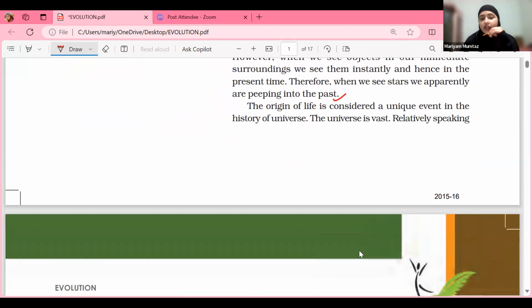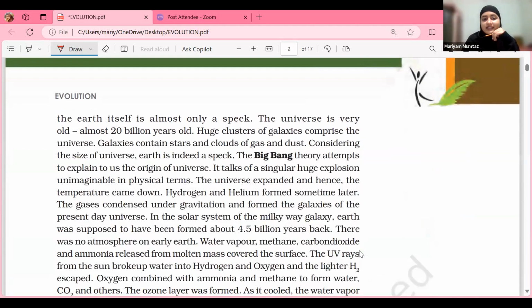Anyway, so the origin of life is considered a unique event in the history of the universe. The universe is vast. Relatively speaking, the Earth itself is almost only a speck. The universe is very old, almost 20 billion years old. Huge clusters of galaxies comprise the universe. Galaxies contain stars and clouds of gas and dust. Considering the size of the universe, Earth is indeed a speck. Obviously, the planet Earth is very small if you look at the galaxy.